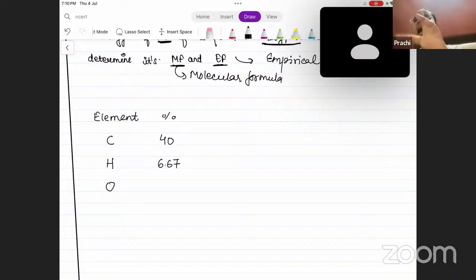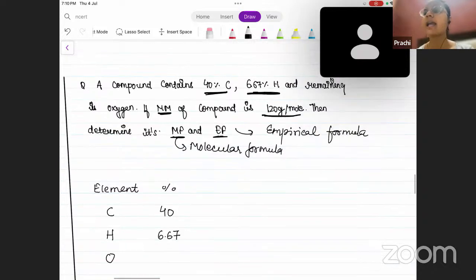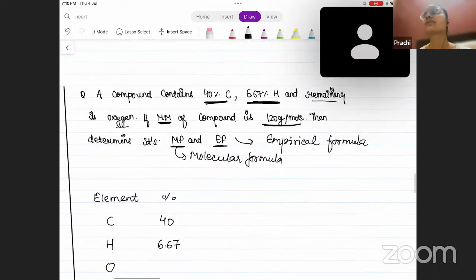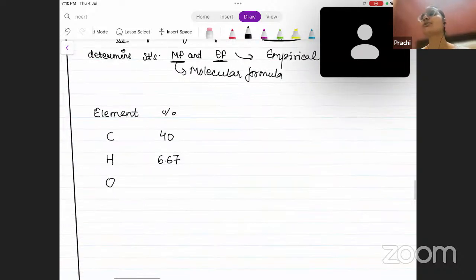And now once I add both of these and subtract it from 100, then obviously I'll get the percentage of oxygen. How? Even though in the question they didn't give me the percentage of oxygen, it says that the compound contains carbon, hydrogen, and oxygen. So once you know the percentage of carbon and hydrogen, we can find out the percentage of oxygen. Here the percentage of oxygen that we will get is 53.33.